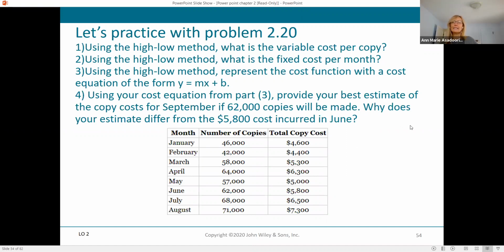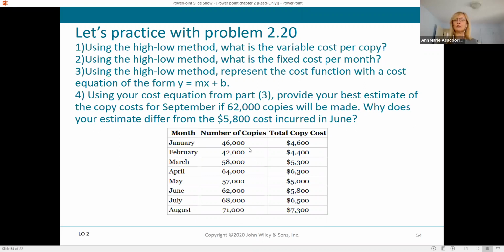Okay, so which month had the highest number of copies? And which month had the lowest number of copies? What is your high and your low points? Pak-Chi. The highest will be at August, and then the lowest is February. Okay, that looks good to me. February is 42, and that looks like the lowest, and then the highest is 71.